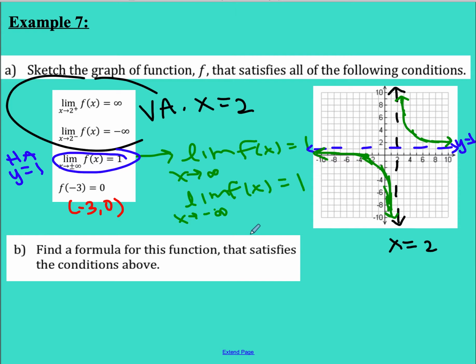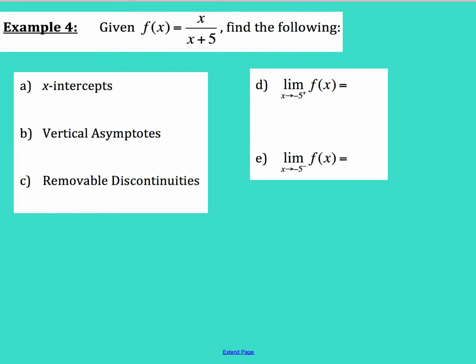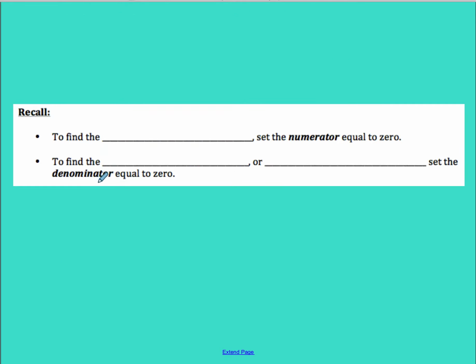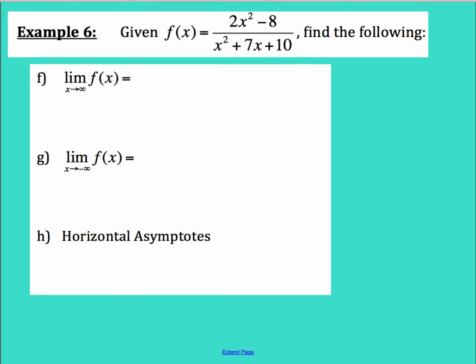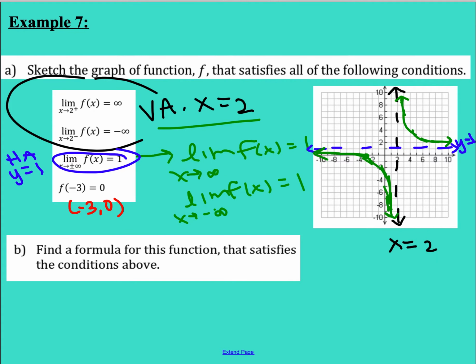Well, I would just start with vertical asymptotes. I know I have one at x equals 2. Where do vertical asymptotes come from? Well, if I go back to my notes, sorry, I don't have them filled in, but vertical asymptotes or removable discontinuities, holes, you set the denominator equal to 0. So our vertical asymptotes come from our denominator by setting it equal to 0. So going back to my problem, in order to get an answer of 2, I would have x minus 2, because when I set it equal to 0, I would get the number 2.